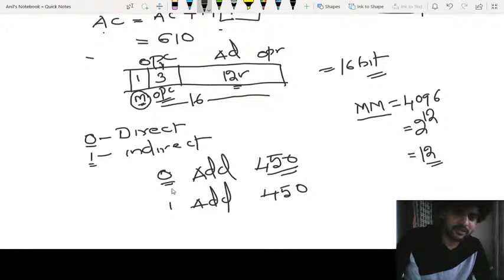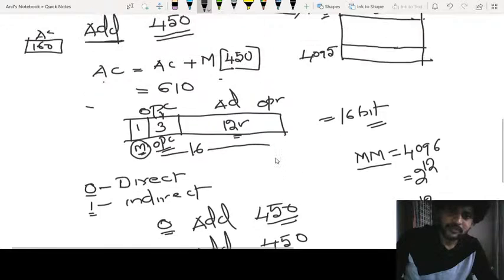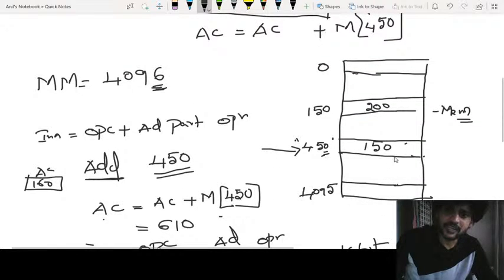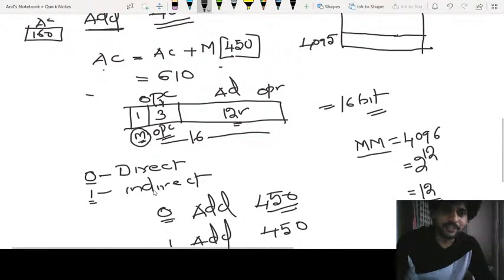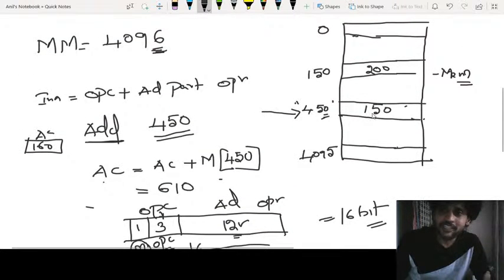Stay focused. It's not a big deal. 0 is a direct addressing mode. 450 is a direct address. When it is 0, go to 450, get the content under 450. What is the content? 150, right? That is the operand. When the addressing mode is 0, because it's a direct address, the address part of the instruction is going to give you an address in which the operand is available.